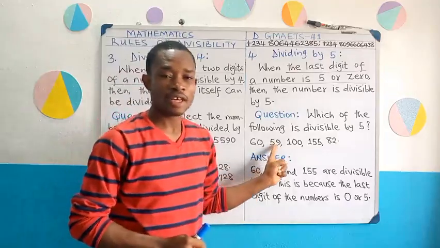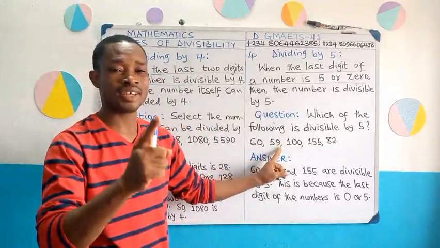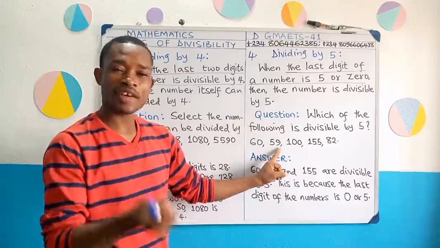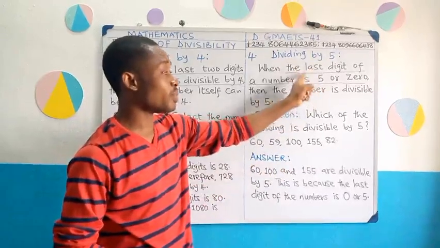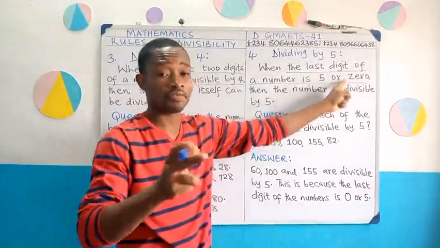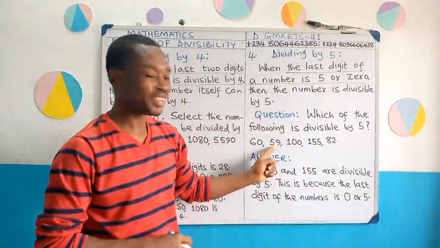59. 5 cannot divide 59. The last digit in 59 is 9. 9 is not 5. 9 is not 0. Therefore, 5 cannot divide 59. Remember we said for 5 to divide a number, the last digit of that number should either be 0 or what? 5. Is that okay? So 59, we'll throw it away.